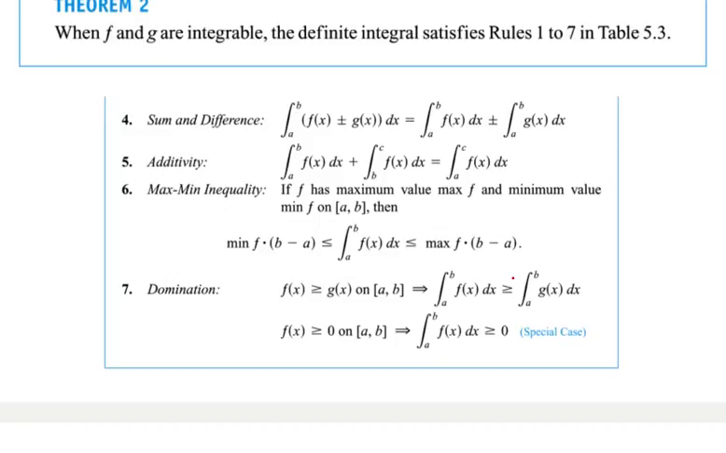You can also subtract away integrals. And additivity, if you have the same function f of x, you can take the integral from a to b. You can also consider an integral from that point b onwards to c, and it's equivalent to going from a all the way to c in one step. So you can break it up into segments.